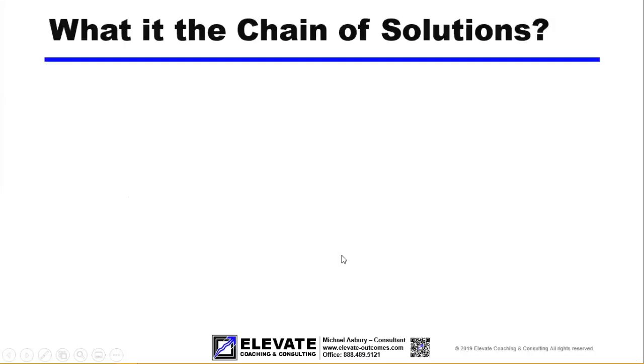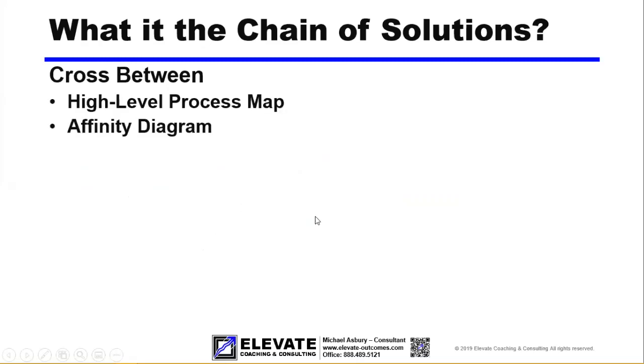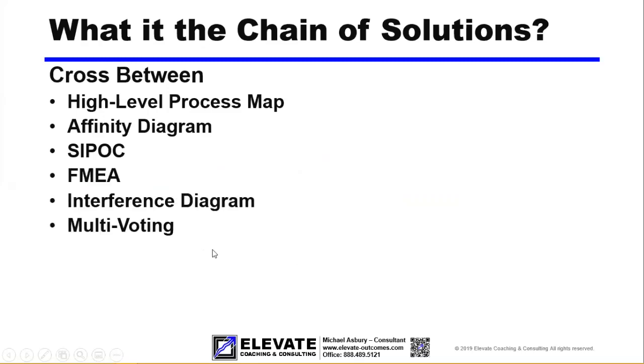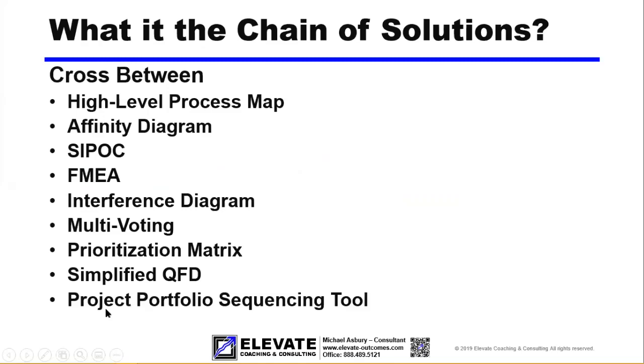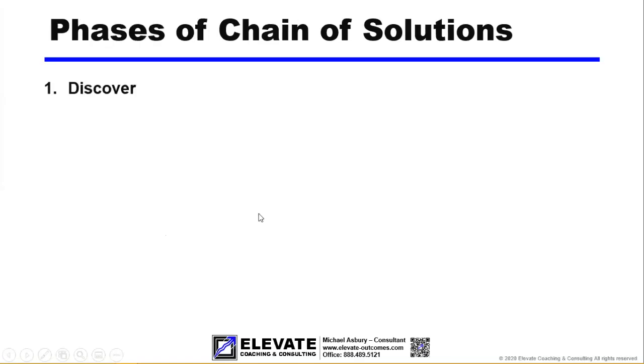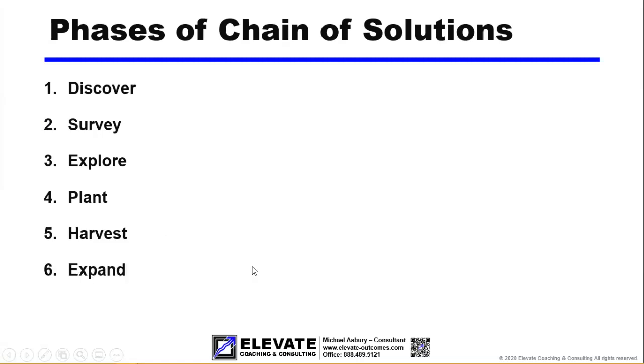So the chain of solutions is a cross between a high-level process map, an affinity diagram, SIPOC map, an FMEA, interference diagram, multi-voting, a prioritization matrix, and a simplified QFD. I know that's a lot, but once you see it, you'll see that it's not that complicated. And this is used to basically drive a project portfolio that's highly sequenced for the most impact. Okay. So the phases are discover, survey, explore, plant, harvest, and expand, and then repeat.